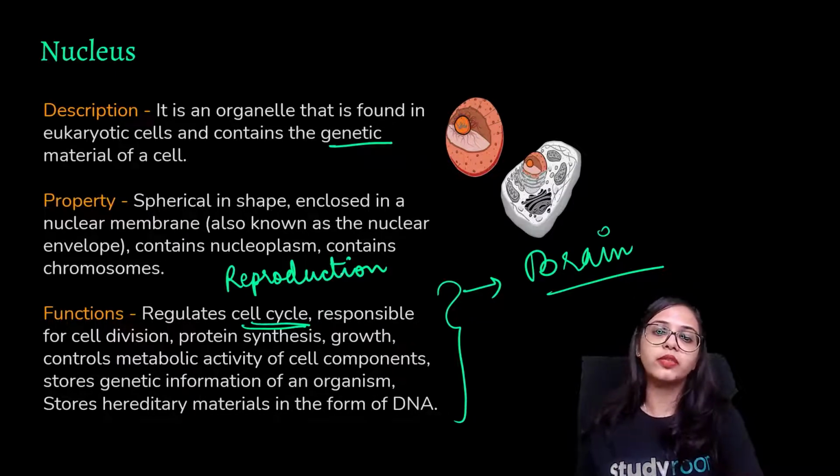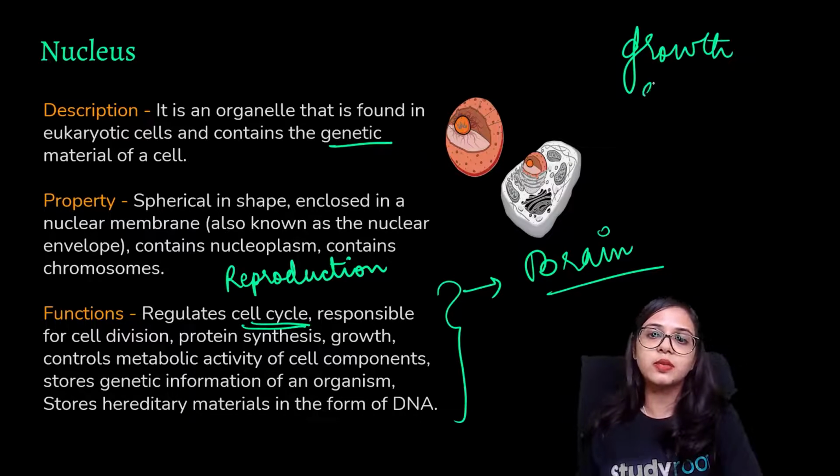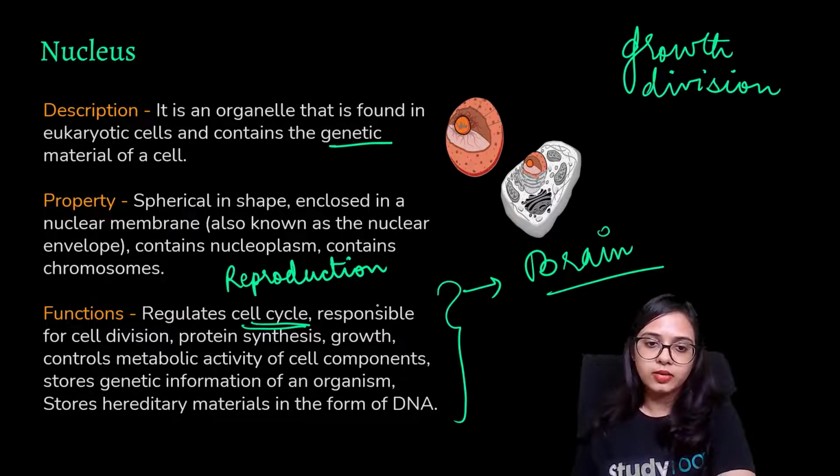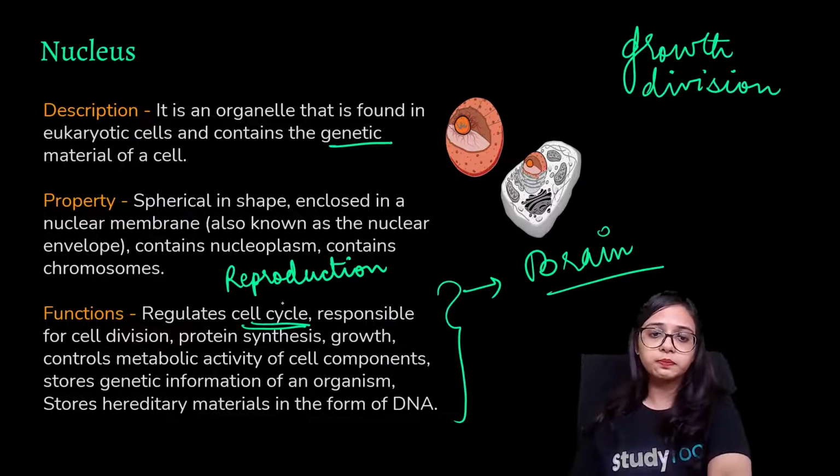This is happening because of reproduction of those cells, because of the division of those cells, because there is some growth in these cells. And the nucleus is that organelle inside the cell that regulates this cell cycle. So you may imagine how important this is. It's responsible for the cell cycle, for cell division, and for protein synthesis.